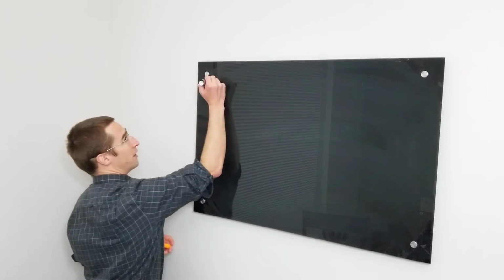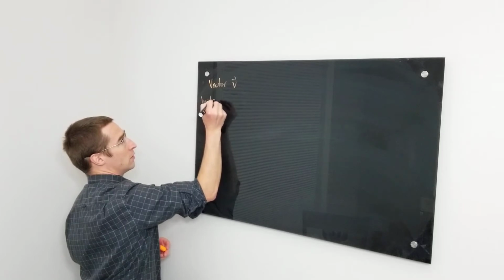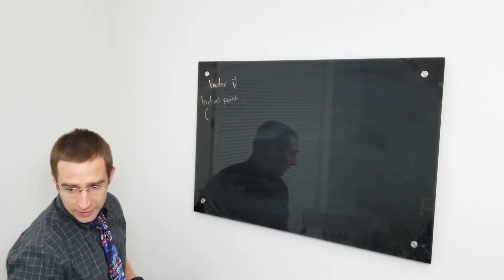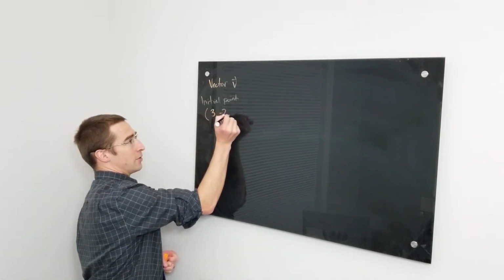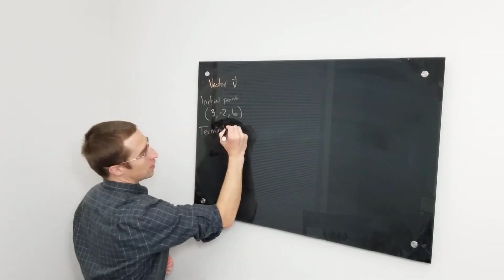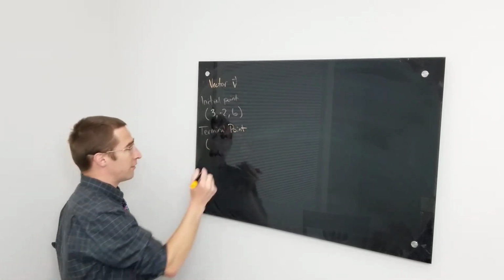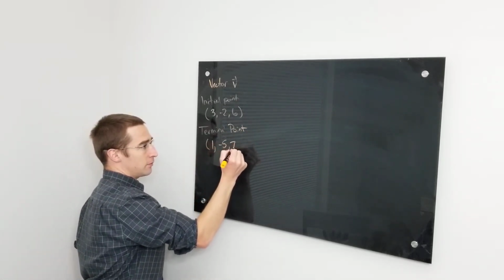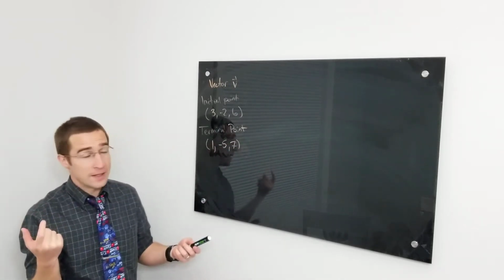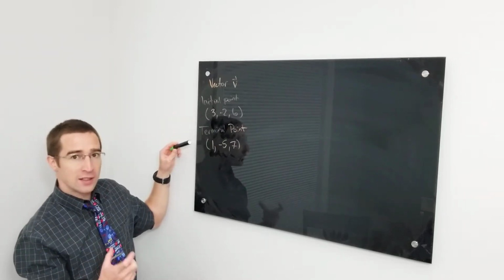So let's say here we've got vector v has an initial point at 3, -2, 6, and it has a terminal point at 1, -5, 7. Let's talk about what we know about this vector. So just like in 2 space, it goes from initial point to terminal point, right? It's a line, it's a directed line segment.